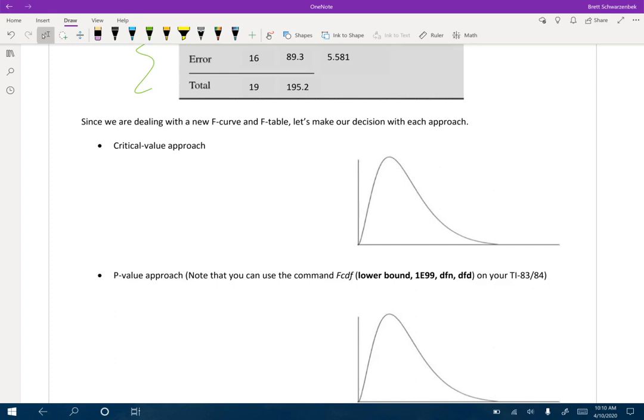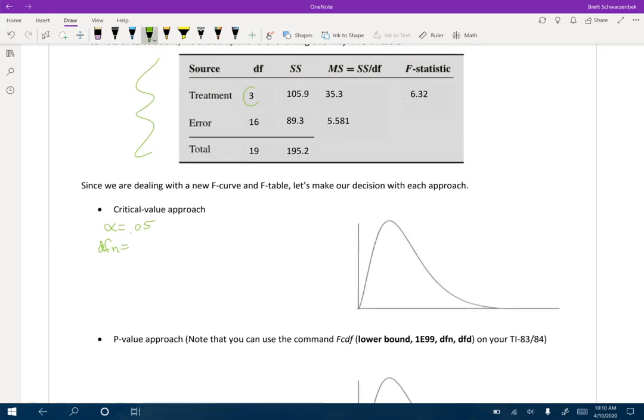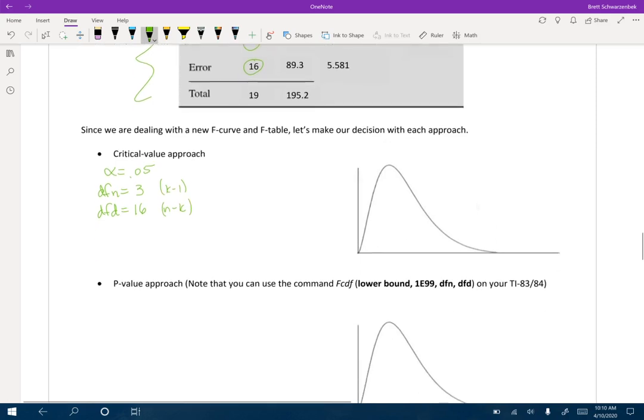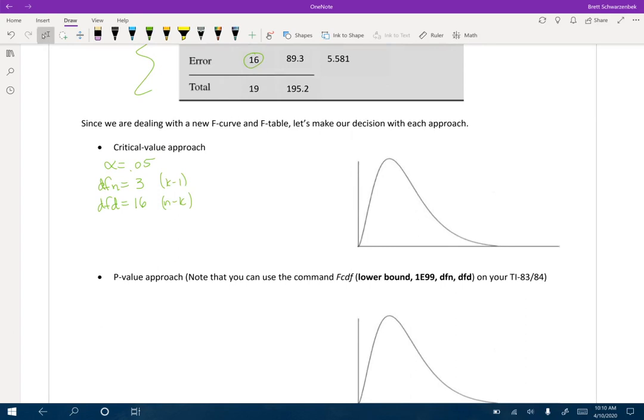Some of the things that are of importance with this: we need to know alpha. Alpha was 0.05 in this problem. We need to know degrees of freedom numerator, which is right here, 3. We need to know degrees of freedom denominator, which is right here, 16. Just remember that those are found using k minus 1 and n minus k. So we need to use that in order to find our F critical value.